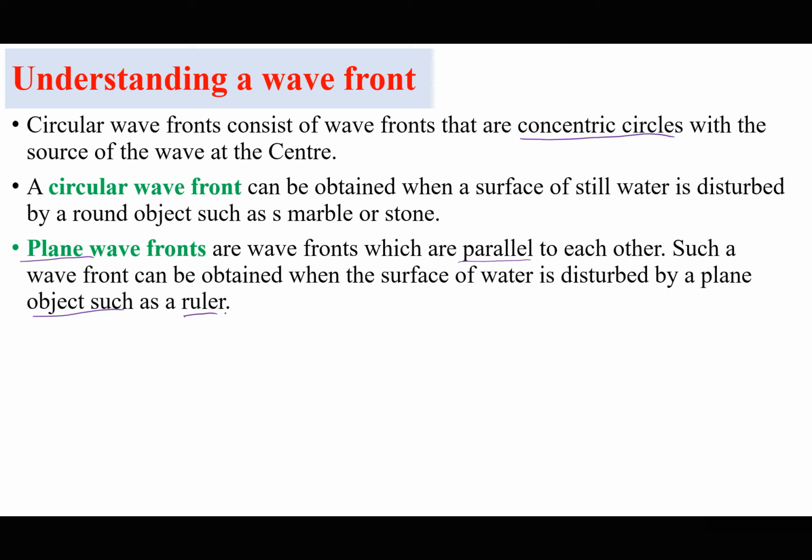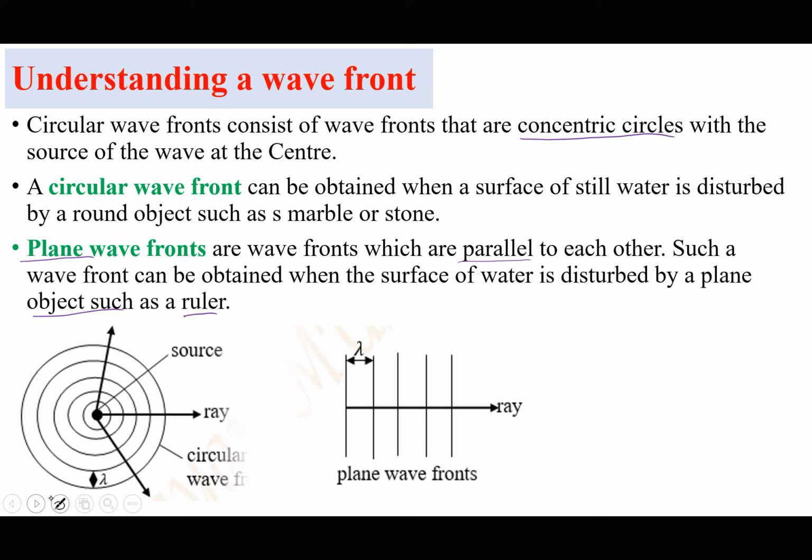If you drop a straight stick horizontally onto the surface of water, you're most likely going to see plane wavefronts. What I've been describing here are circular wavefronts. They are concentric circles with the source of these waves at the center. When you throw a stone into the water, you will see such concentric circles. This is a wavefront, this is a wavefront, this is a wavefront. All particles at this concentric circle are the same distance from the source and are in the same state of disturbance.